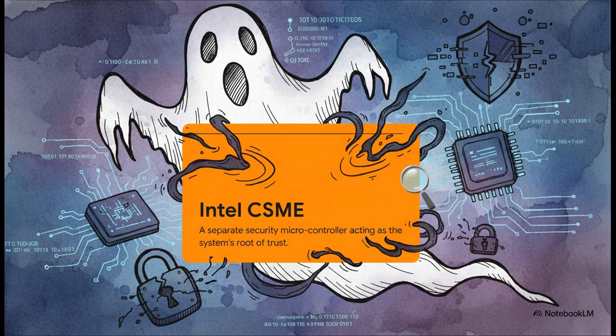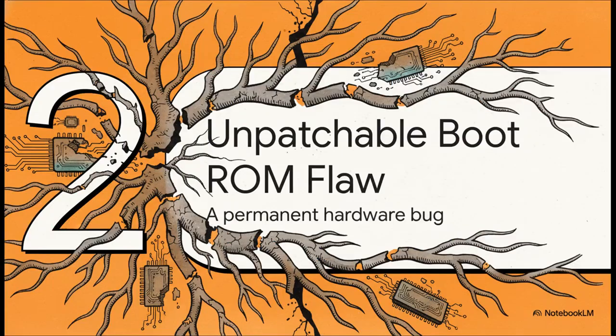It's running the show behind the scenes, powering hardware security tech like BootGuard to authenticate your firmware, acting as a trusted platform module for your hard drive encryption, handling DRM, basically managing all the fundamental cryptographic keys of your system. So, the stakes here: if the CSME is compromised, the whole shebang is compromised. Game over for that platform. Which brings us to part 2, the unpatchable boot ROM flaw.